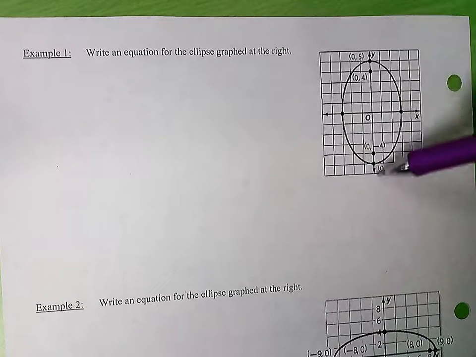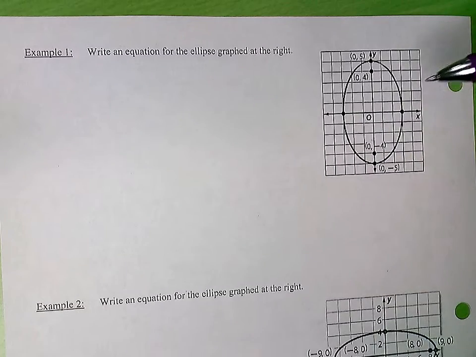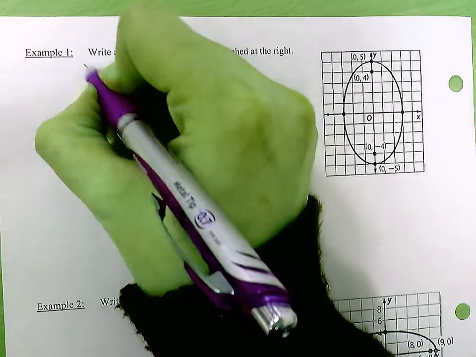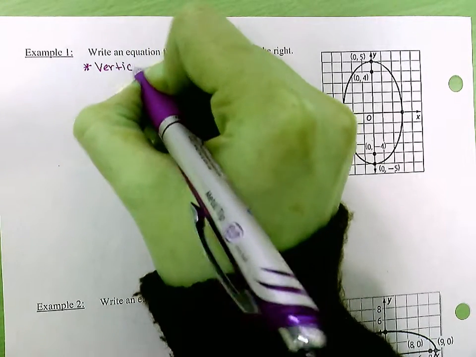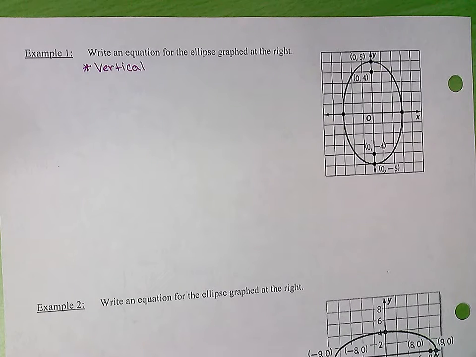Now, our ellipse here would be a vertical ellipse. Okay, we can tell that just by looking at it because we're given that graph. So we're going to use that vertical equation. So that's what I want to identify first, if it's horizontal or if it's vertical. This one's vertical. Okay?